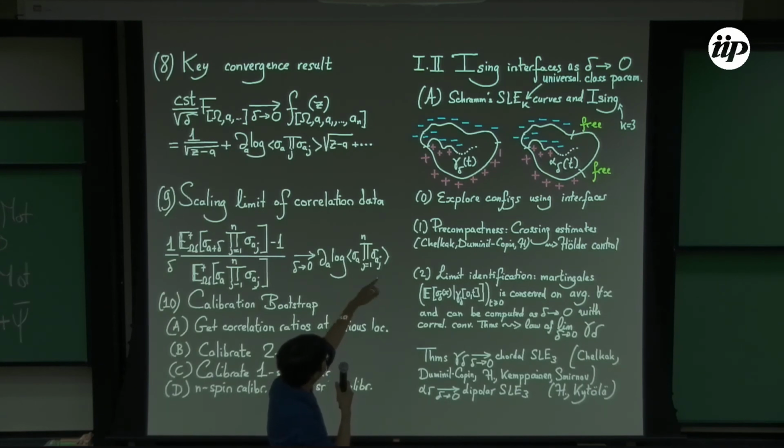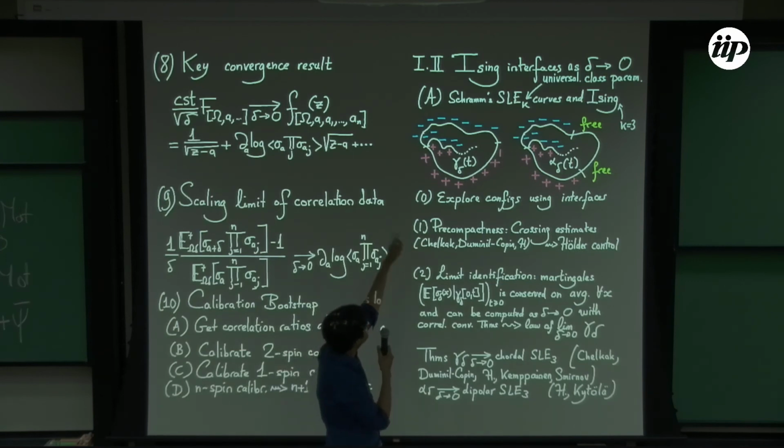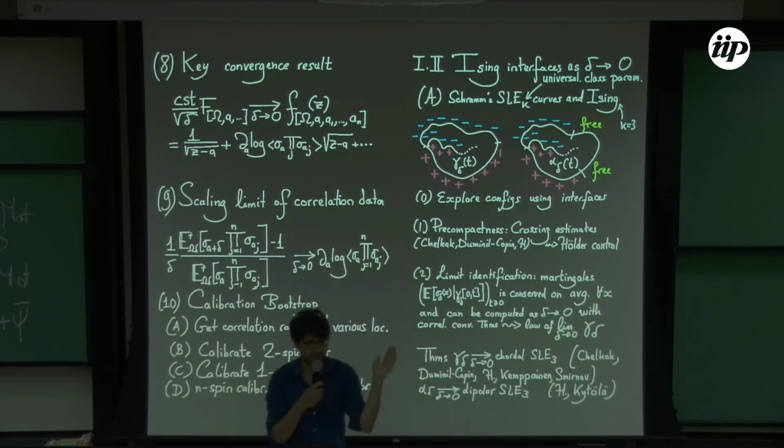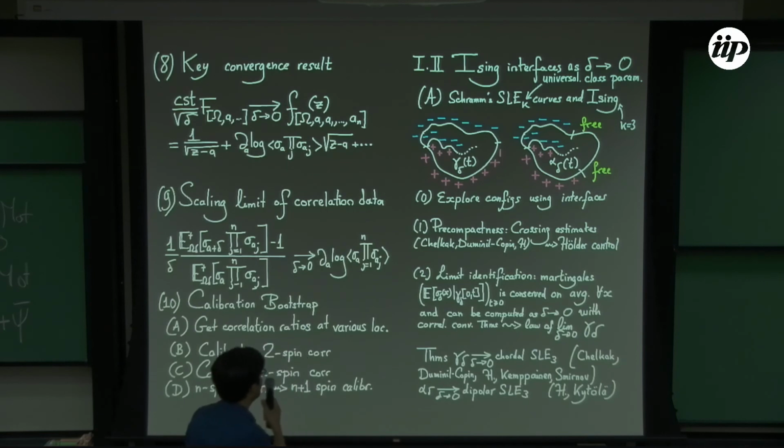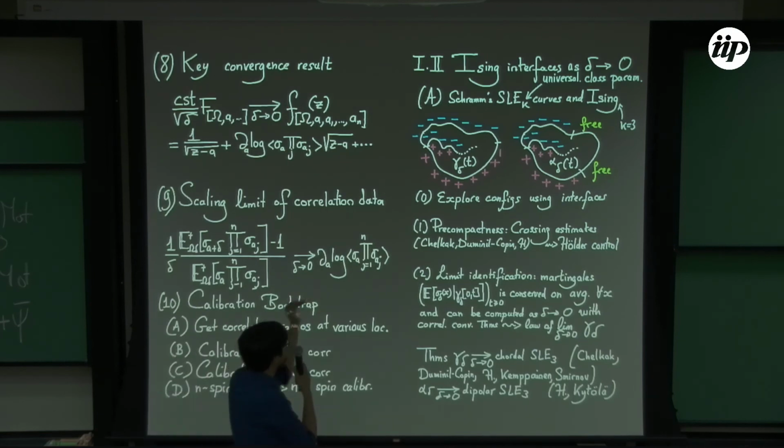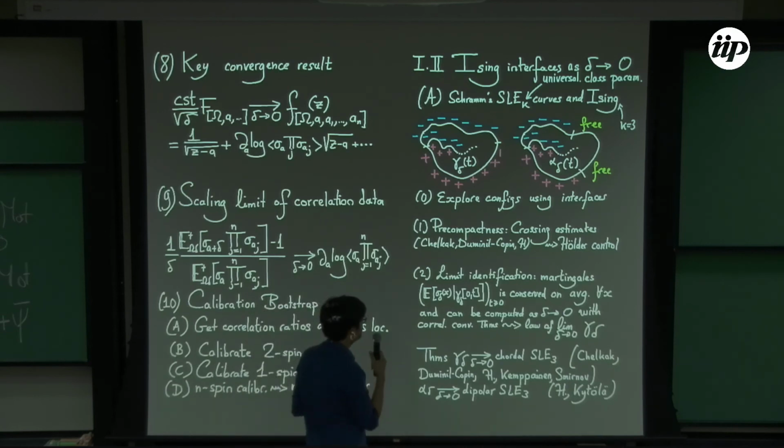So you can consider a domain with the plus and minus boundary conditions. You put plus spins on half of the domain, minus spins on the other half. It spontaneously generates an interface separating plus and minus. So you can follow this interface, and you can ask, what does it converge to at criticality as delta goes to 0? Well, it converges to this SLE process with parameter kappa equals 3. So that was proven recently in a number of settings.